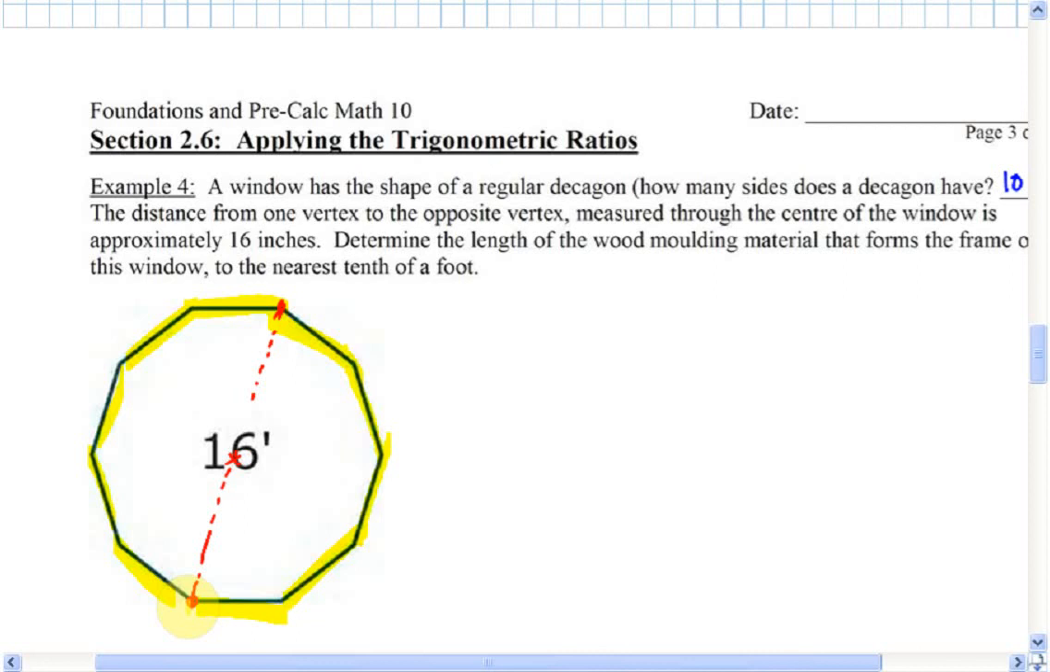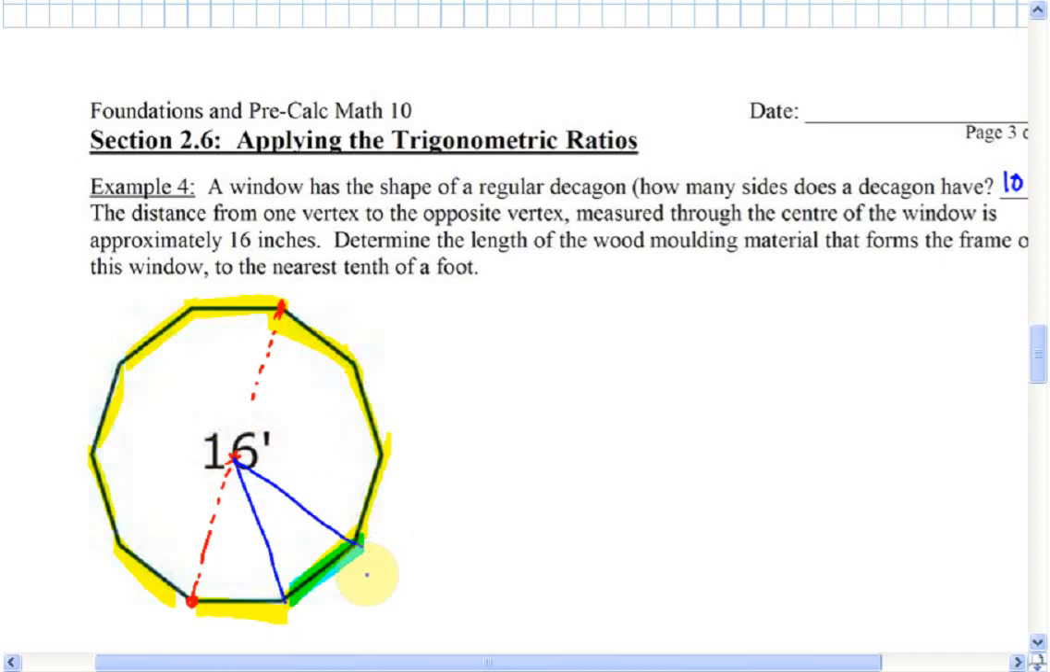Because this is a regular decagon, what do you know about each of these little things I highlighted in yellow? They're all equal. Good. So bottom line, all you need to do is find out one of these pieces and then multiply your answer by 10. Good. But the question is, how do I find the length of one of these pieces? Divide into triangles. Okay. How about this triangle here?